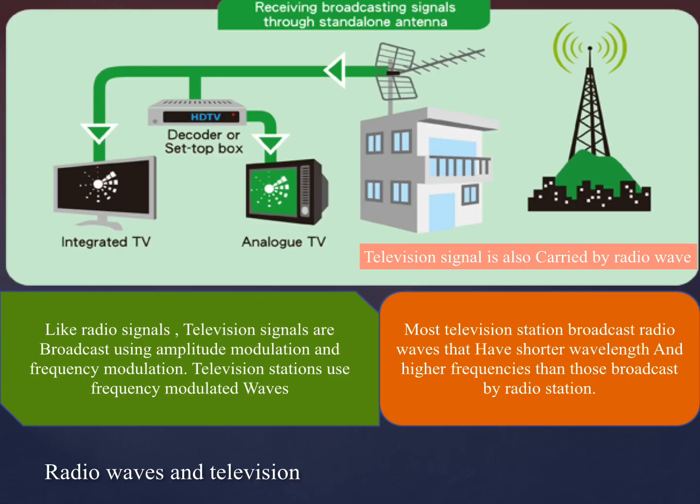Now, I'm pretty sure you know that television signals are also carried by radio waves, but television stations broadcast radio waves that have shorter wavelengths and higher frequencies compared with those broadcast by radio stations. And they both use amplitude modulation and frequency modulation. By both, I mean radio and television.